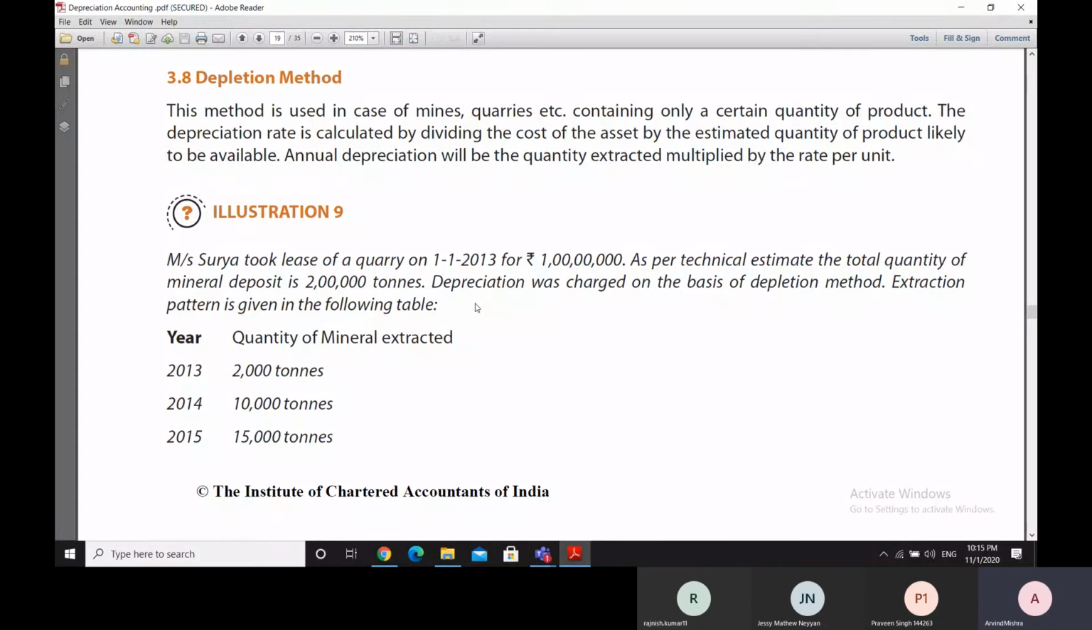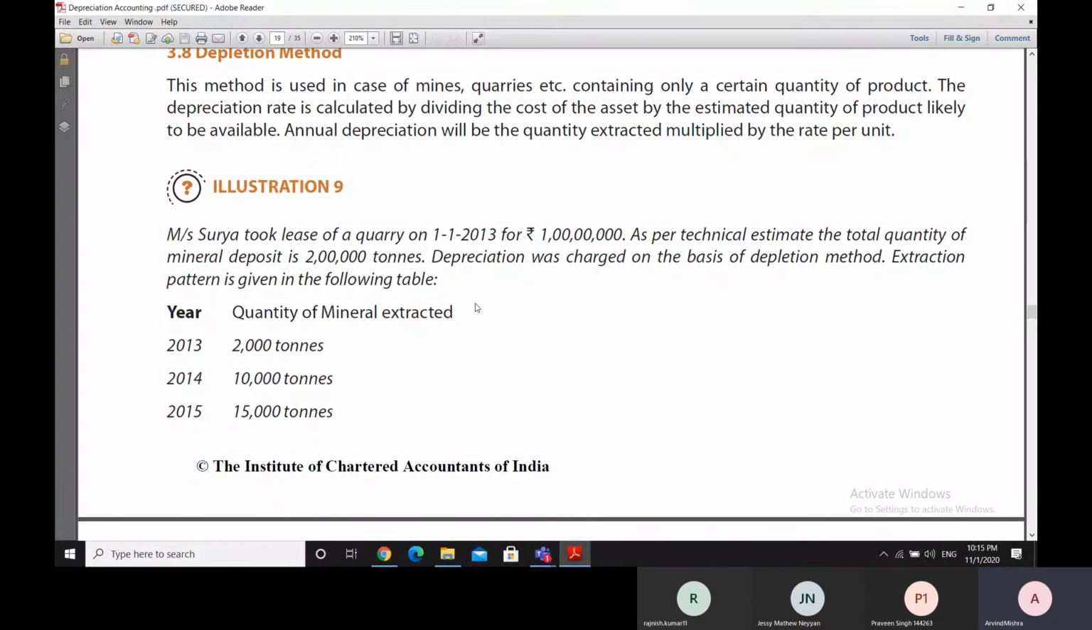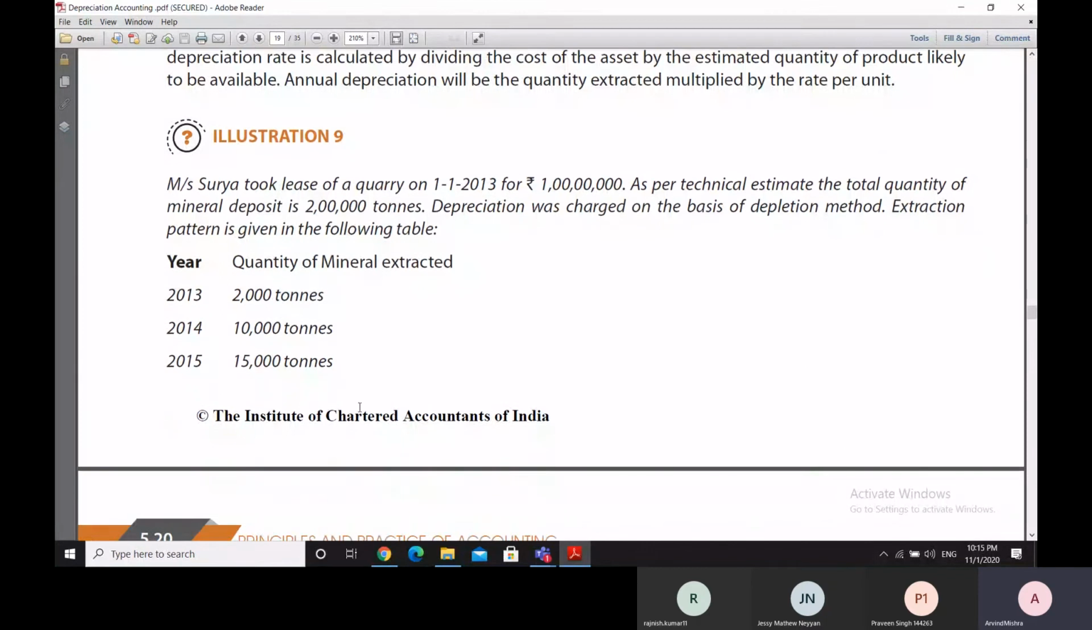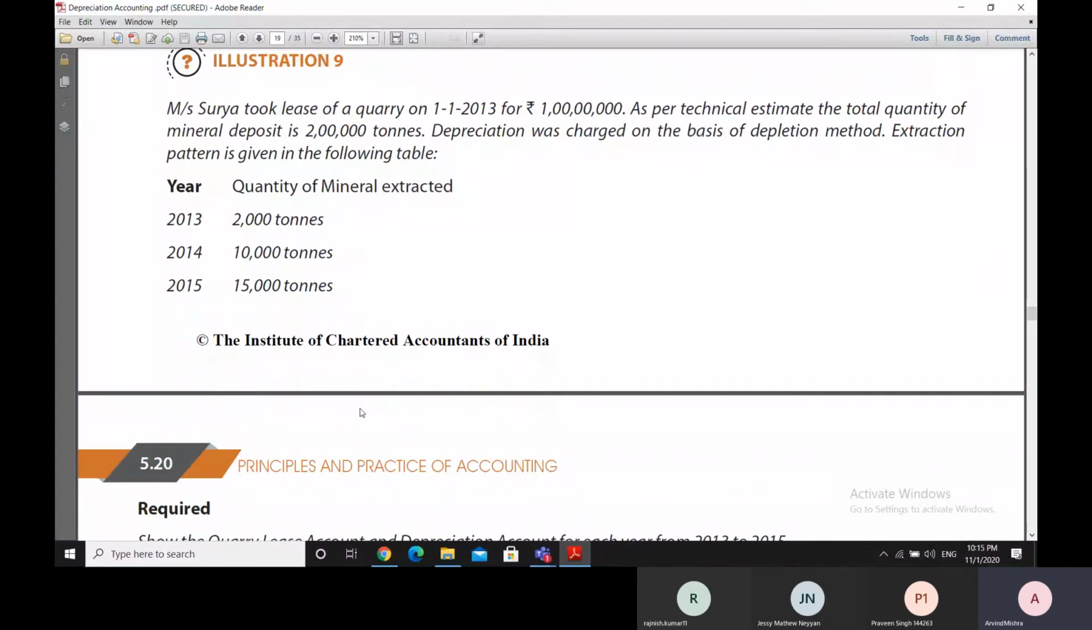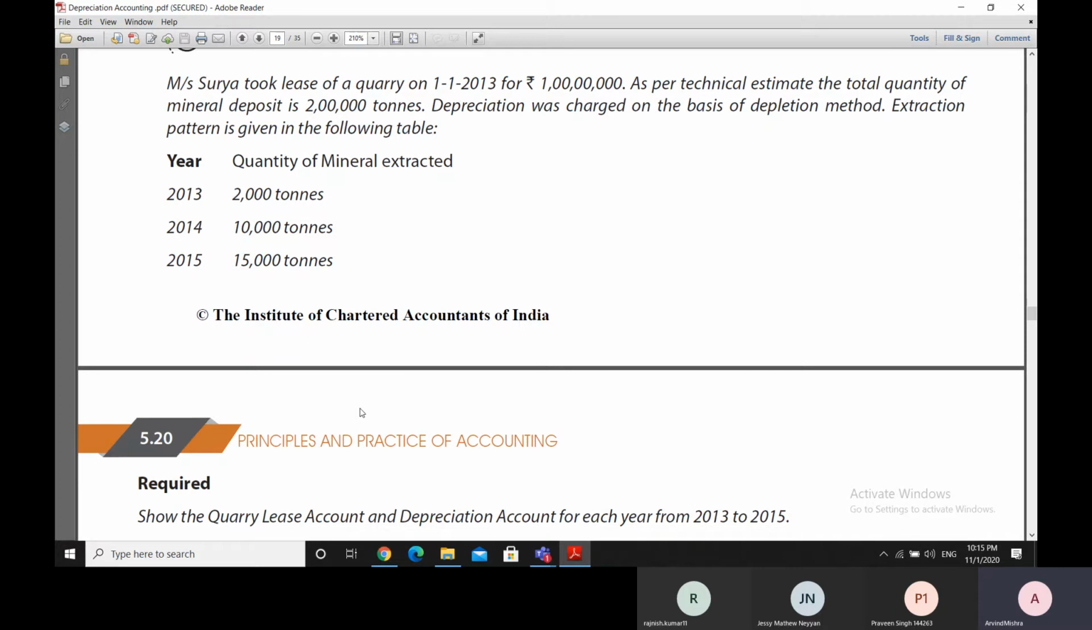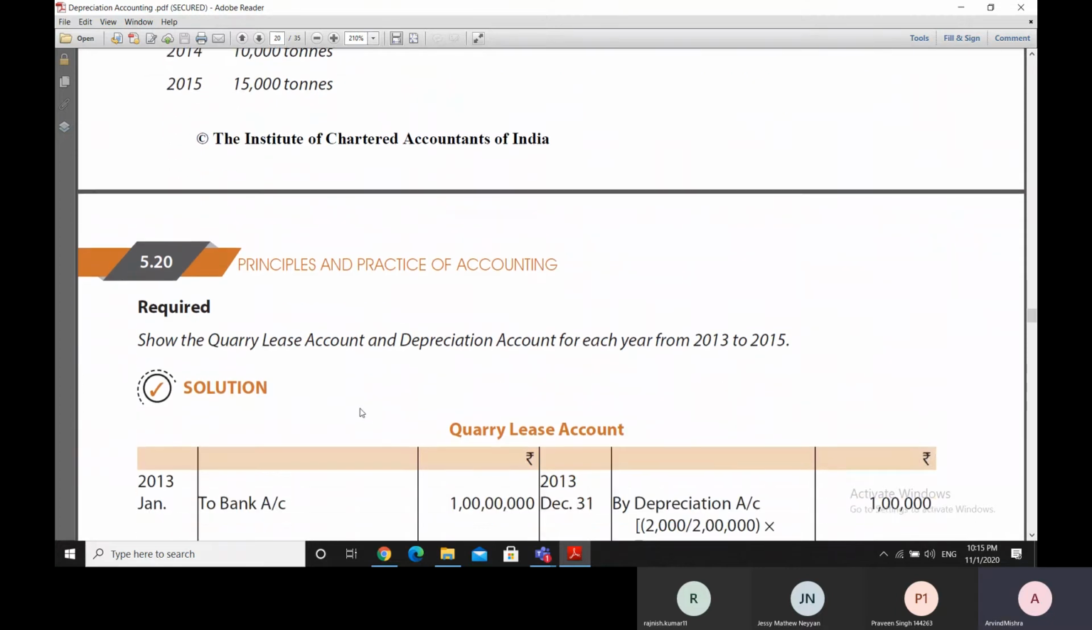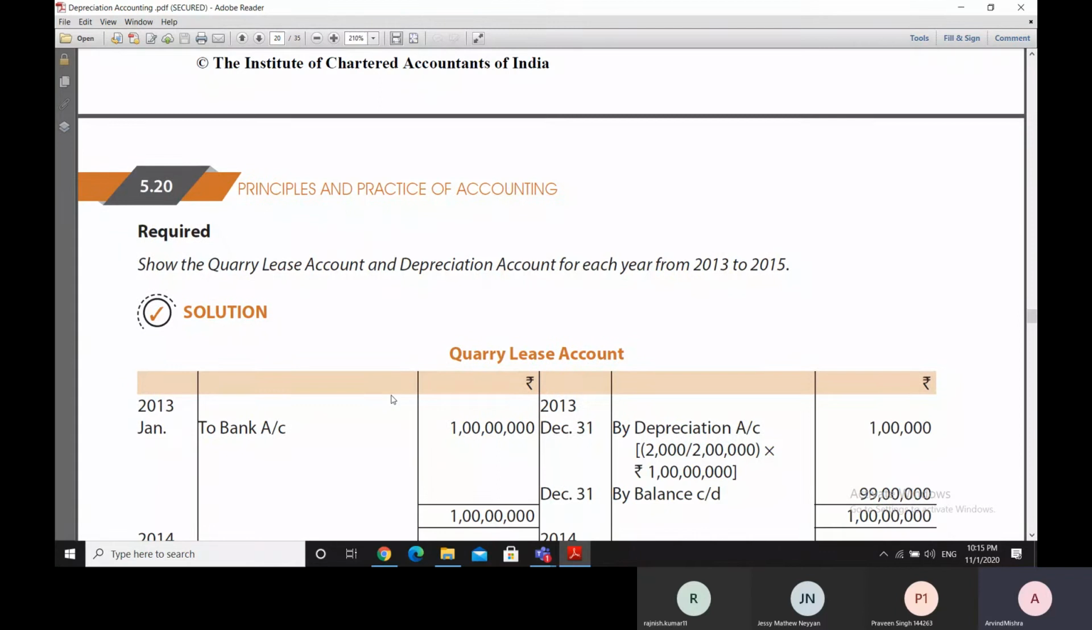Depreciation was charged on the basis of the depletion method. The extraction pattern of the mineral is that for the first year, 2,000 tons would be extracted. In the next year, 2014, 10,000 tons would be extracted. In the third year, 15,000 tons would be extracted. So extraction is going up as we move forward, because initially the extraction is lesser. As we go deeper, the extraction would be more and more. So based on the extraction, we have to show the quarry lease account and the depreciation account for each year from 2013 to 15.